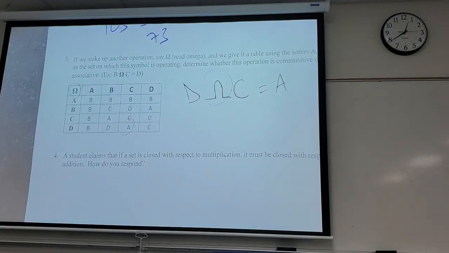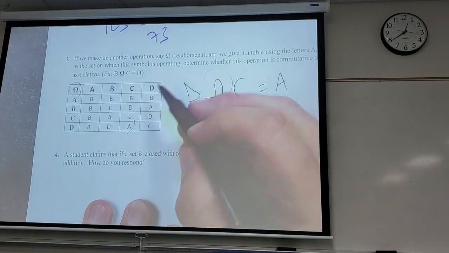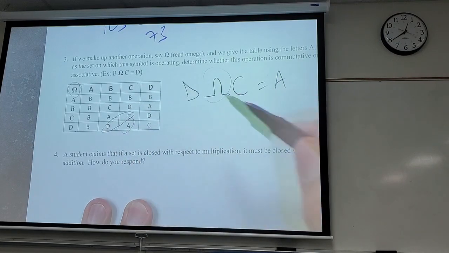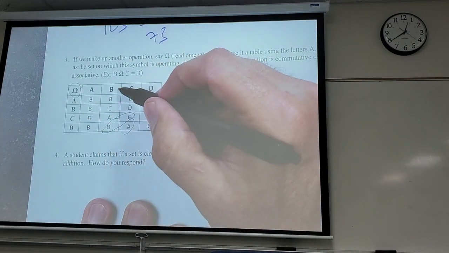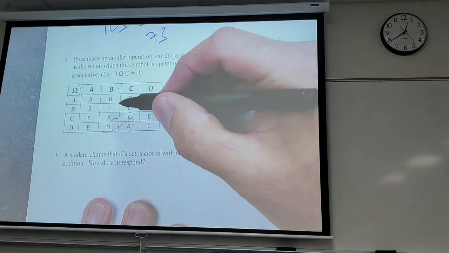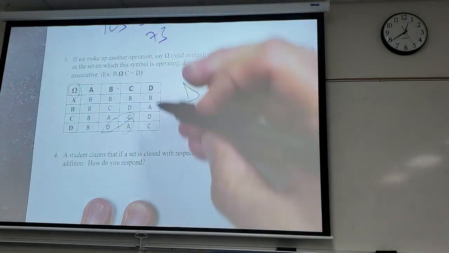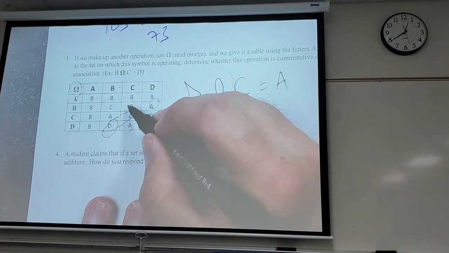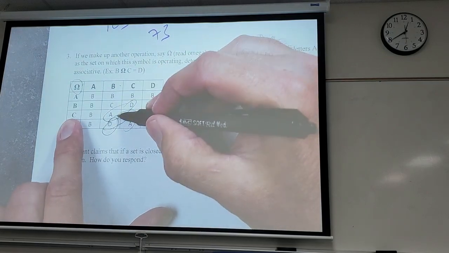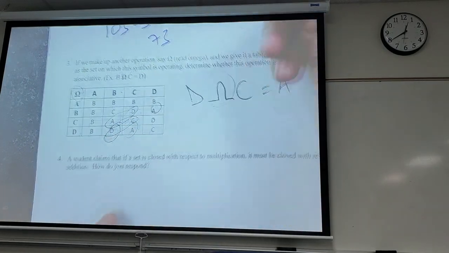Okay. And last time we talked about why this is not commutative, so the examples were these two. C omega B is not the same thing as B omega C. So it's not commutative.